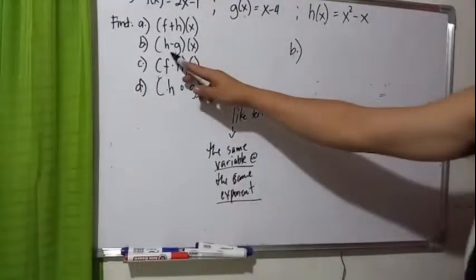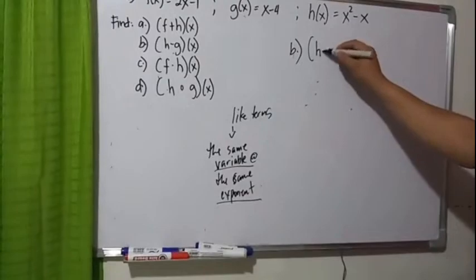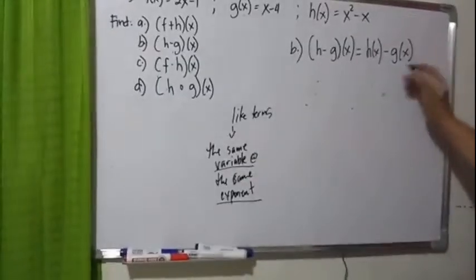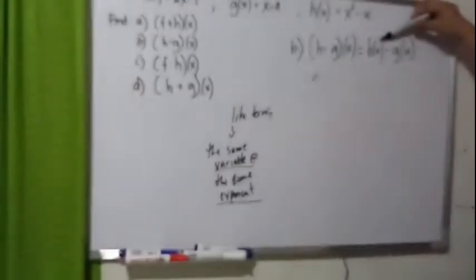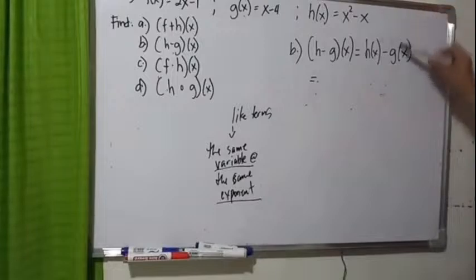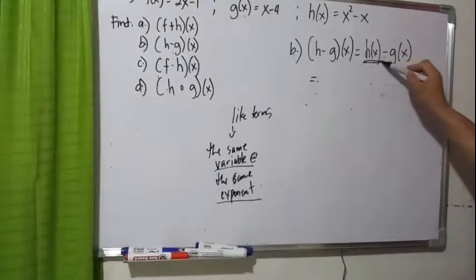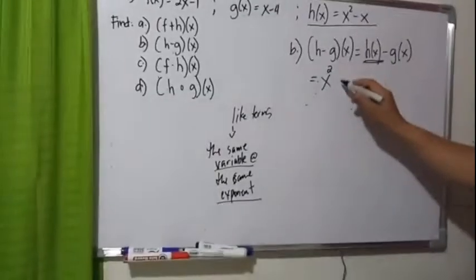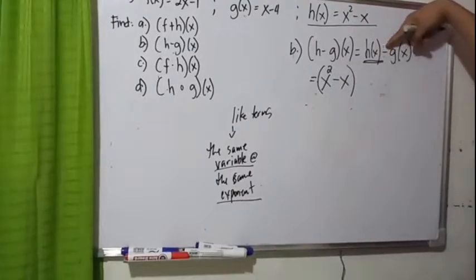So letter B, h minus g times x. So ito yung difference. So formula, quantity of h minus g times x equals h of x minus g of x. Again, substitute lang natin yung value ng h of x, rather, subtract the value of g of x. So ano yung value ng h of x? That is our given, x squared minus x. Okay, that is the value of h of x.